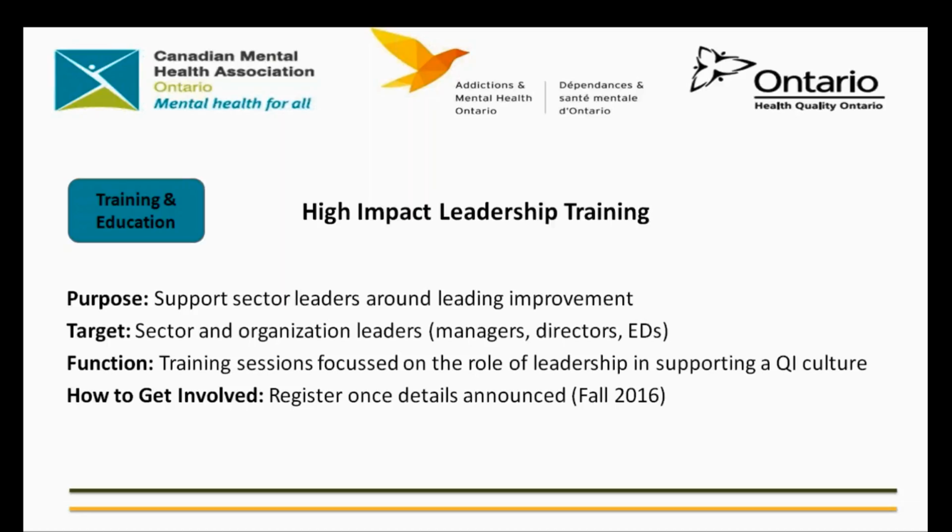So we're really focusing on our sector and organization leaders, so our senior managers, our EDs, our directors, and this is going to be a more targeted and deeper look at leadership related to QI than was offered in March. Really, how do we support our leaders to engage in supporting QI and help move those initiatives forward. So we will be providing more detail around that in the fall, so please stay tuned.